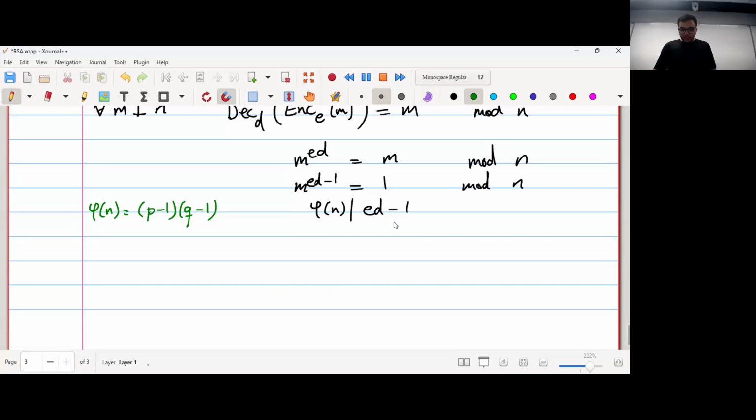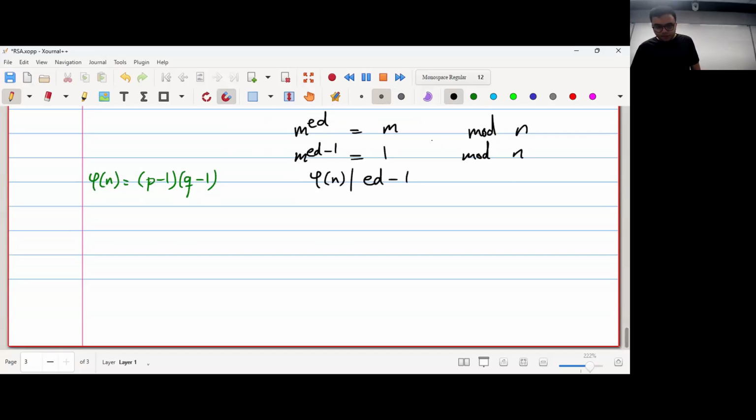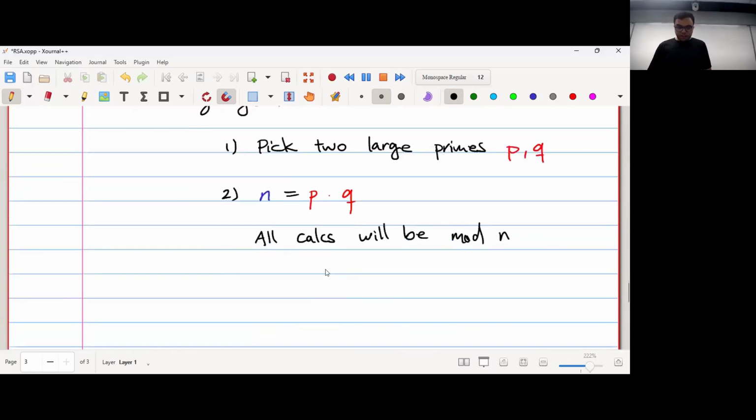So I want phi of n to divide ed minus 1, and then the rest is pretty much similar to the previous case, right? So I want ed minus 1 to be equal to 0 modulo phi of n, which means that ed is 1 modulo phi of n, which means that I want E to be the inverse modulo phi of n. Okay. Great. So this gives me a way of doing my key generation.